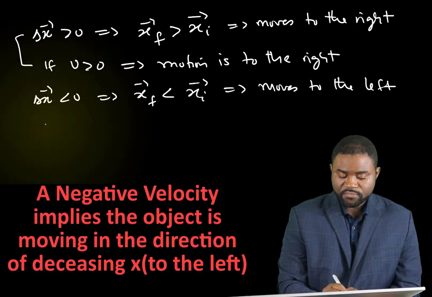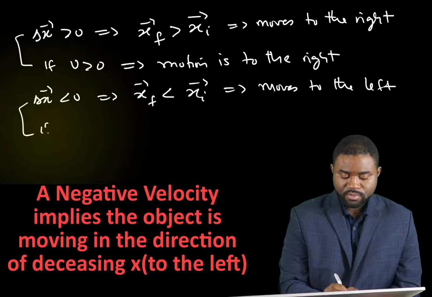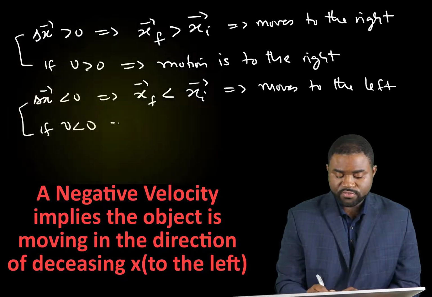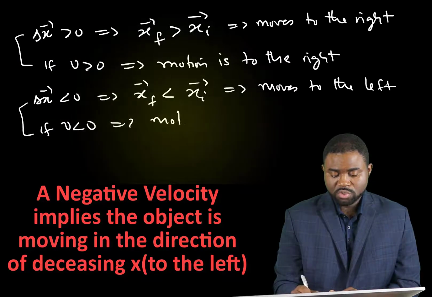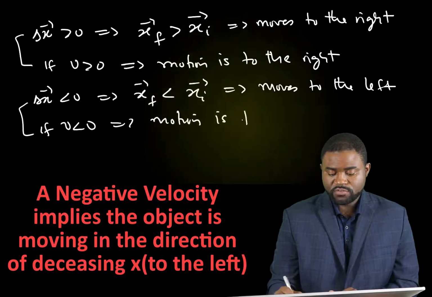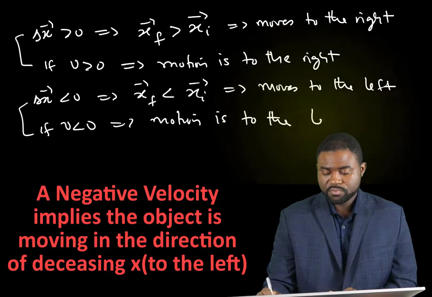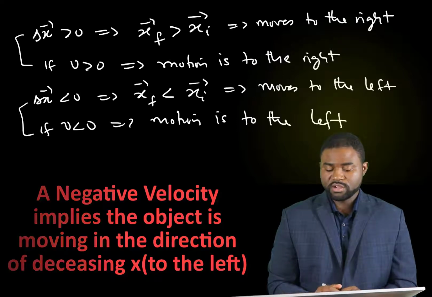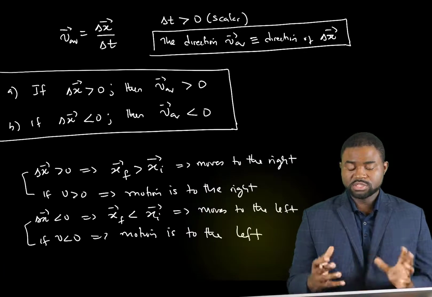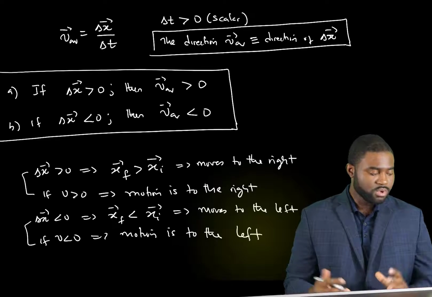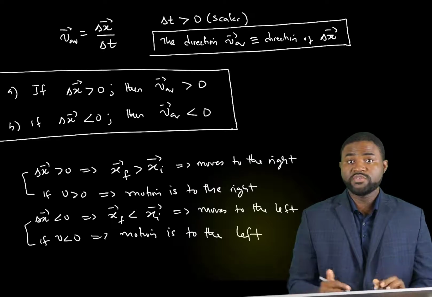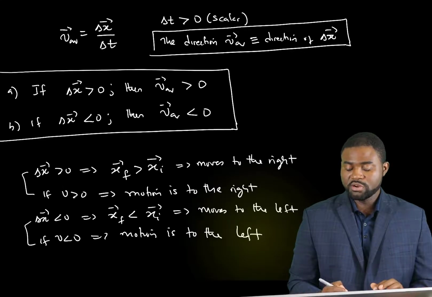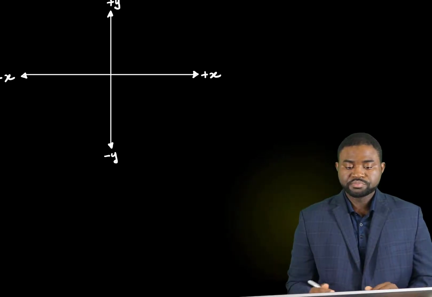So, we can definitely conclude that if v is less than 0, the motion is to the left. The motion is definitely to the left. Now, this is really critical. I will summarize all of this in a diagram that will help you to remember.